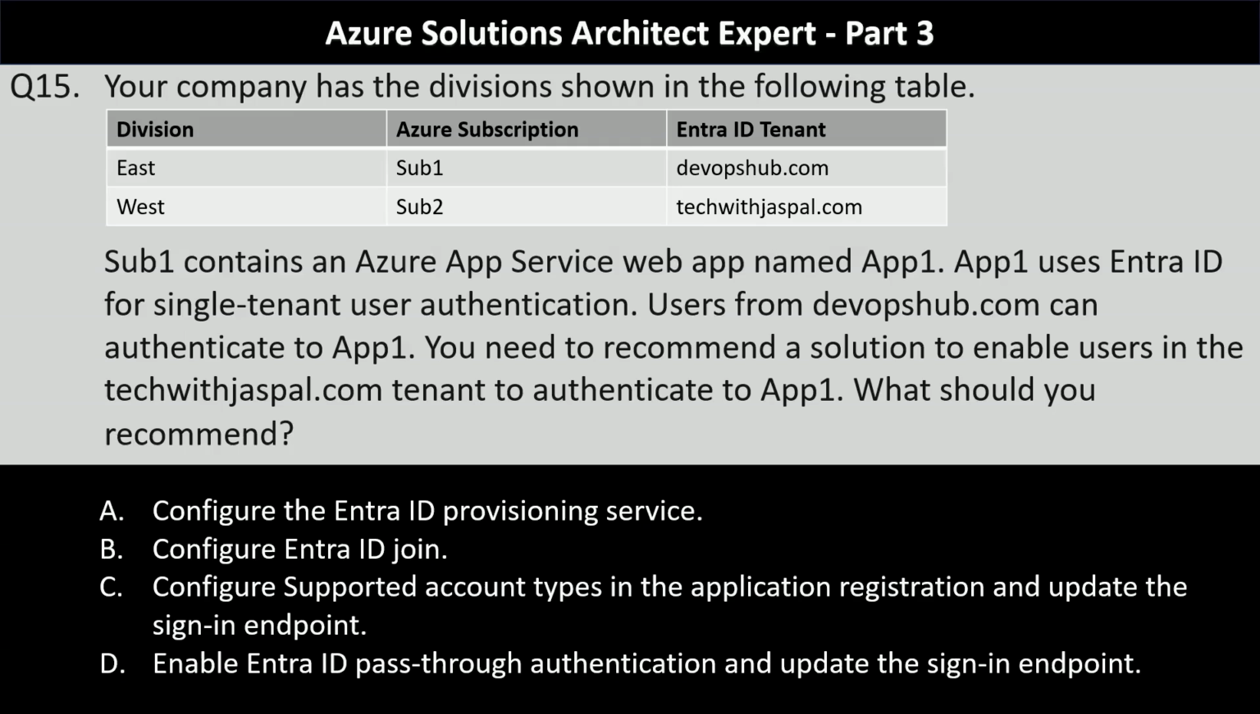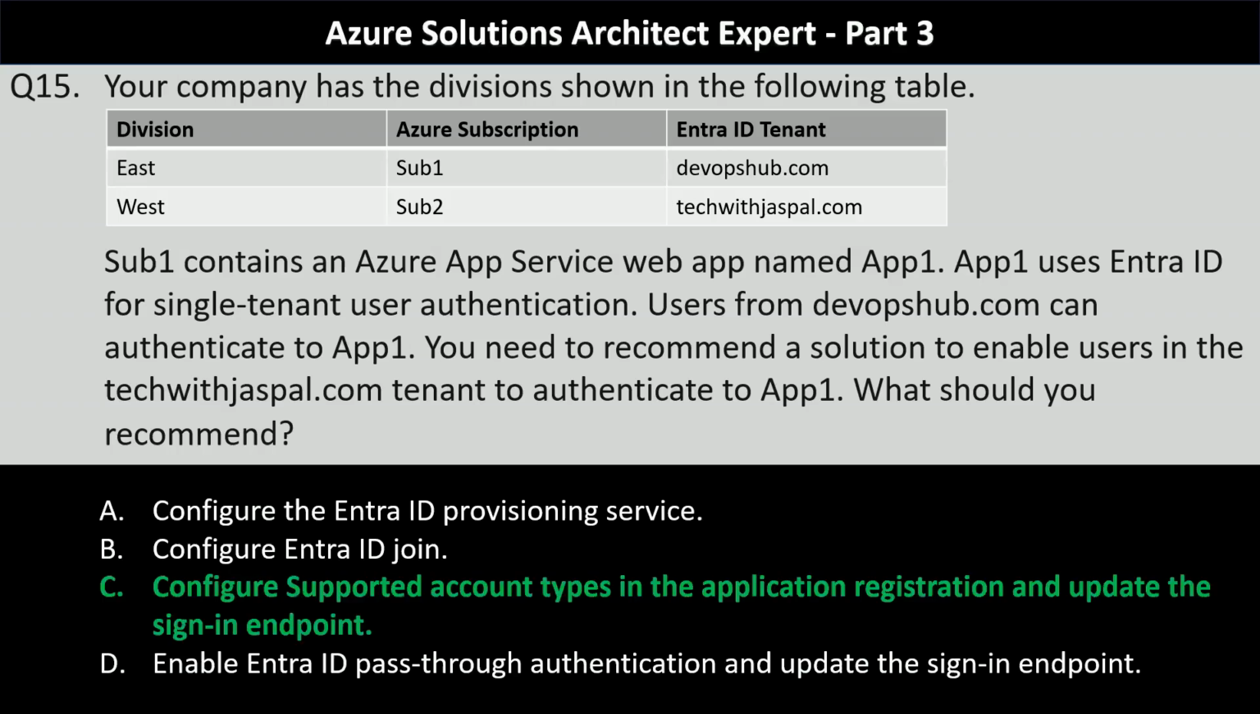What should you recommend? Your options are configure the Entra ID provisioning service, configure Entra ID join, configure supported account types in the application registration and update the sign-in endpoint, enable Entra ID pass-through authentication and update the sign-in endpoint. Friends, to achieve this, first you will have to configure supported account types in the application registration and then update the sign-in endpoint, which is option C.